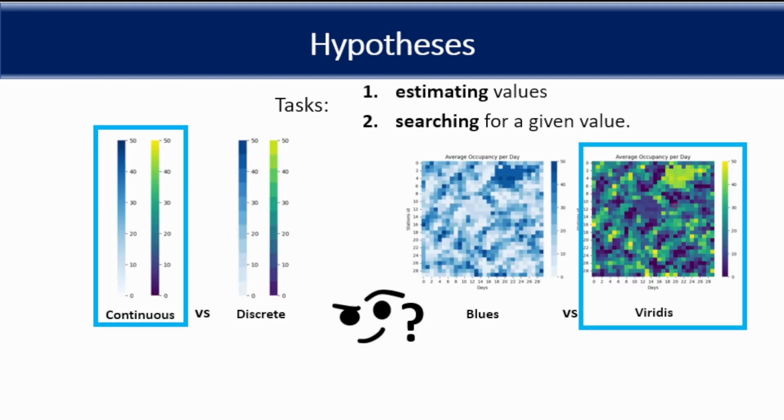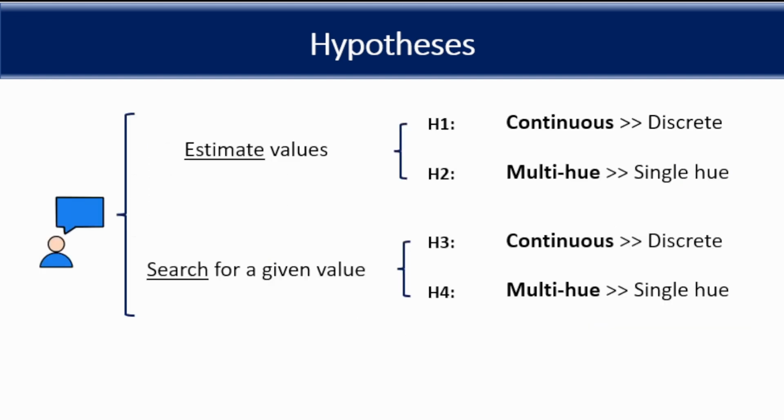In both cases, we believed that the best ones would be continuous, since they encode more values, and multi-hue, because they combine color hue and luminance to encode values. Therefore, these were our hypotheses. The first one, when estimating values, continuous palettes would be better than discrete ones. The second one, multi-hue palettes would be better than single-hue palettes for the same task.